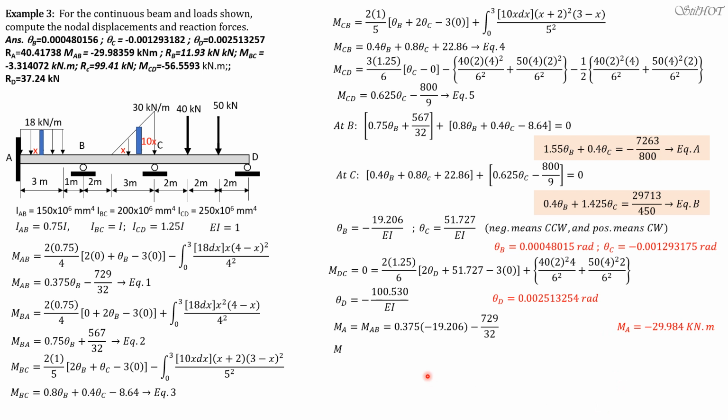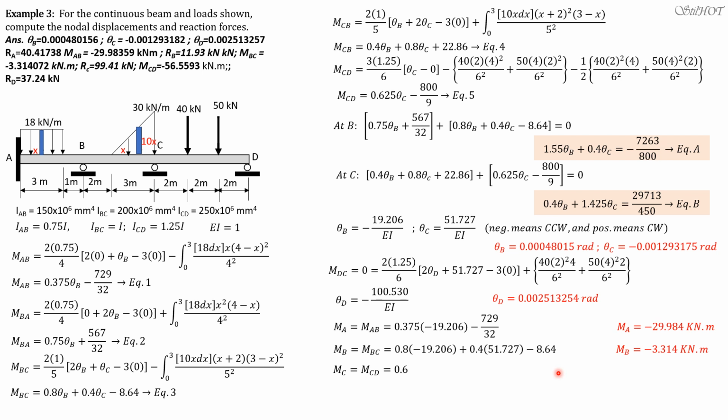Moment B is moment BC. So 0.8 of theta B, which is negative 19.206, plus 0.4 of theta C, 51.727, minus 8.64. So getting the value, negative 3.314 kilonewton meter. So this is also the final answer because the meaning of this is counterclockwise. B to C, the positive moment should be clockwise at B, counterclockwise at C, but this is negative, so it is counterclockwise. That's why that's the final moment at B.